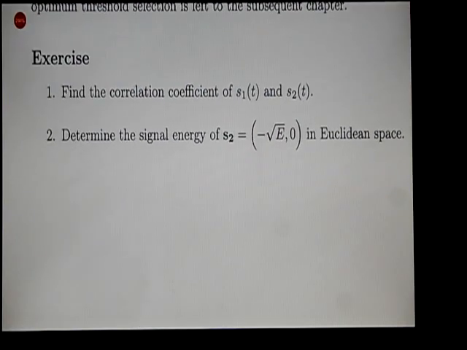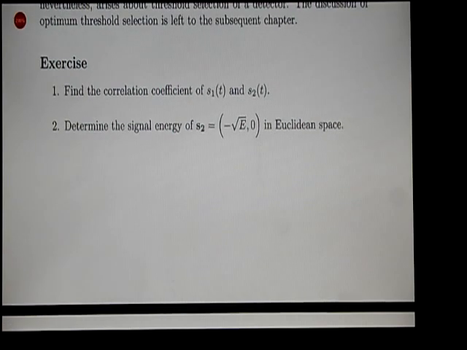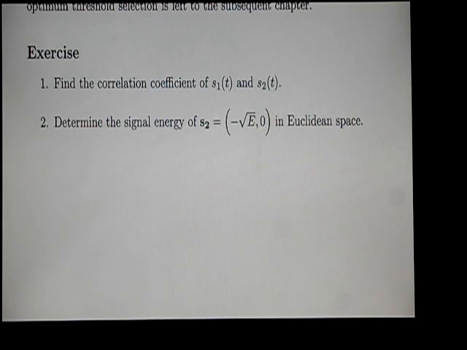I would leave this exercise to you: find the correlation coefficient of S1 of t and S2 of t. When both of these signals completely overlap, you just find the product and find the correlation. Correlation will be -1, but you have to find it out in your notebooks.